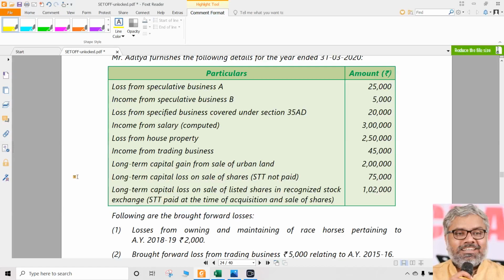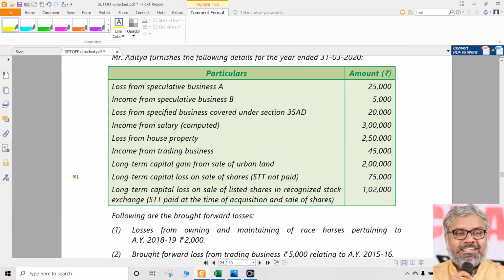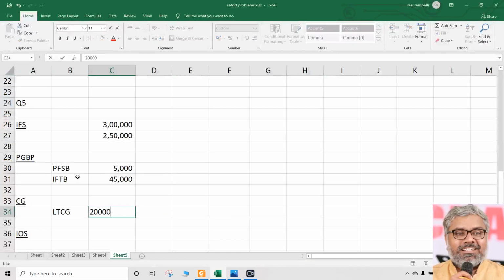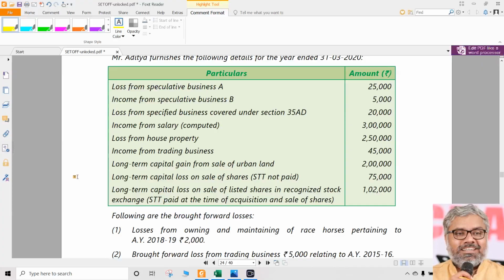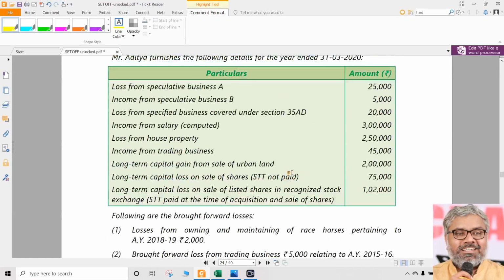Next we have long-term capital gain, that is 2 lakhs. Where it has come from, that doesn't matter. That is 2 lakhs long-term capital gain. Then there is a long-term capital loss. Loss we will come back to later. Then another long-term capital loss, will come back to it later. Now there are other things also, brought forward losses. That's it. Item-wise, these are the only positive items we have.